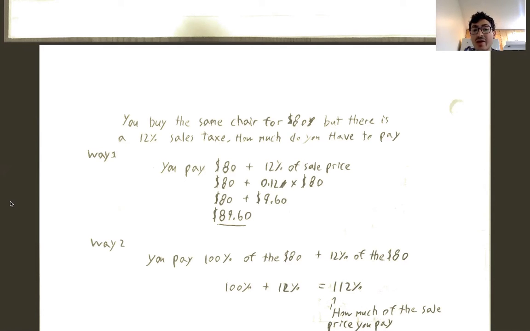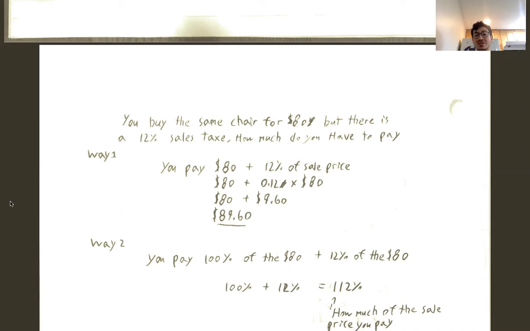So let's say we have the same chair we're going to pay $80 for. That's how much they say it's going to cost. We go to the cash register, we pay, and they're going to add 12% sales tax on it. We want to figure out, before they tell us how much we're going to pay, how much it's going to cost us. So we pay $80, that's how much it says we have to pay, plus the 12% of the sale price.